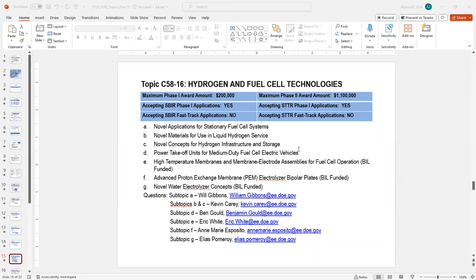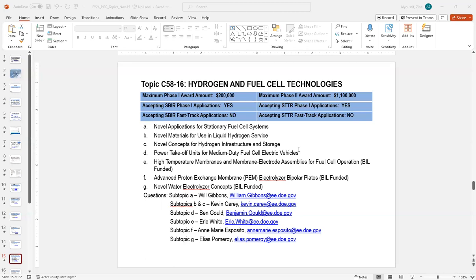I am filling in for Kevin, who is out and couldn't make it today. I'll be discussing the next 2 subtopics, that's B and C. Let's go through 16B first, which is novel materials for use in liquid hydrogen. What we are interested in here is looking at new novel materials or existing materials where we can improve the performance.